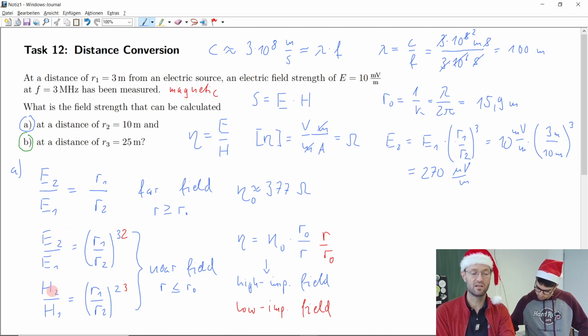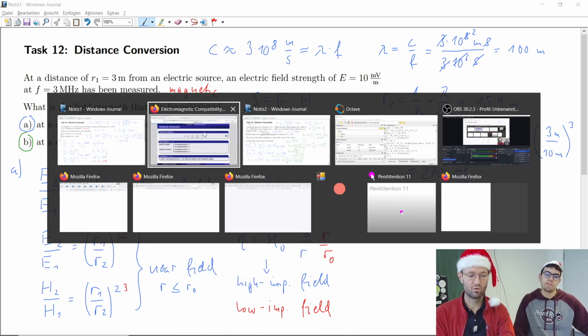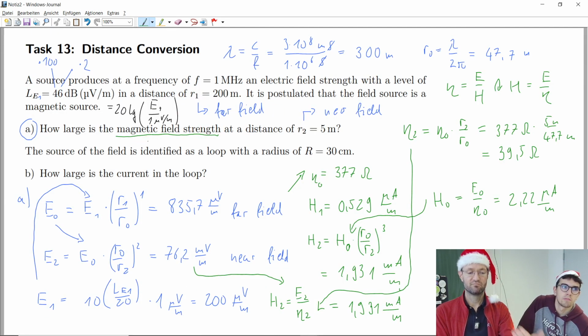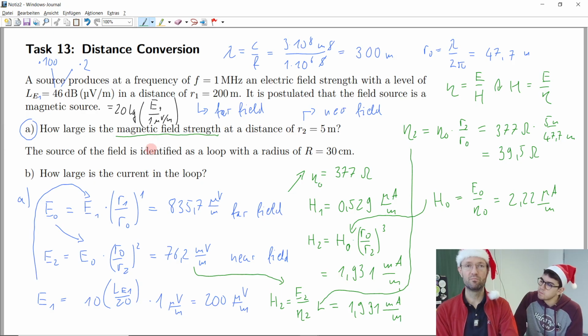For the magnetic dipole you have the higher exponent for the magnetic field. Because close to some magnetic source, like we have here in this task, there is more magnetic field in the near field than electric field. It's a low impedance field.